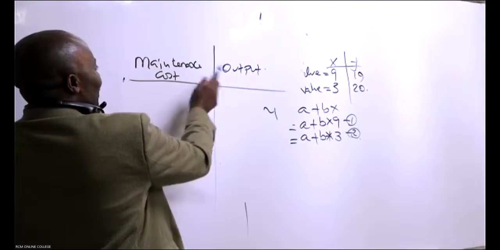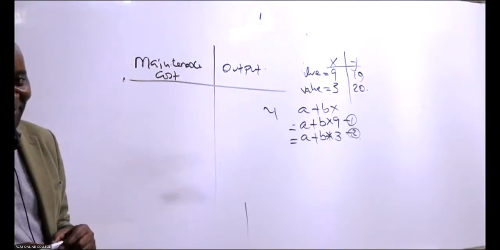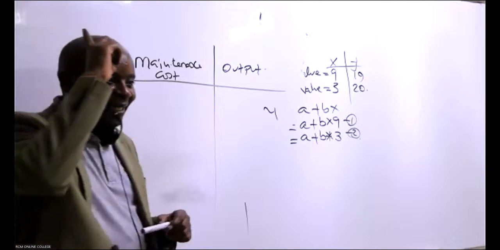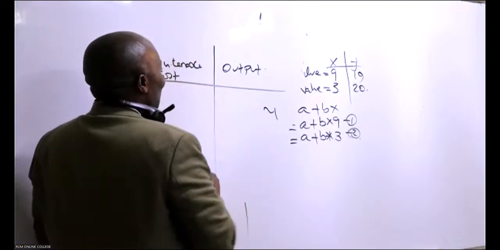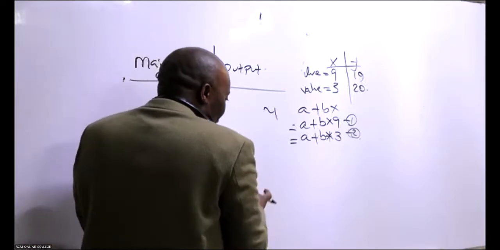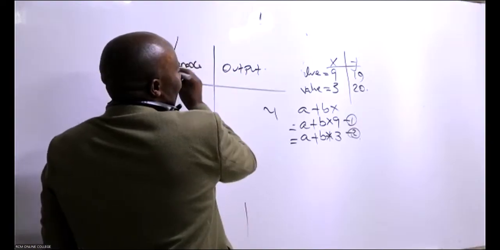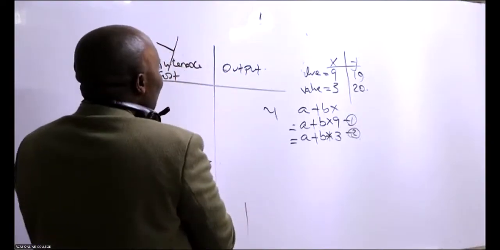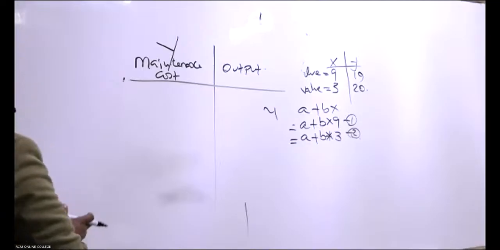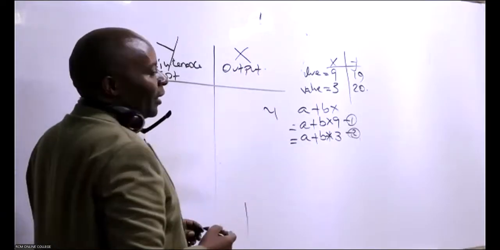So between the two, ladies and gentlemen, which one will be Y? Maintenance cost. Yes. Because remember, this topic is under what we call cost estimate. The one to be estimated always goes to the Y. Which one do they want me to estimate? Is it maintenance cost? Yes, that goes to the Y. This one here goes to X.